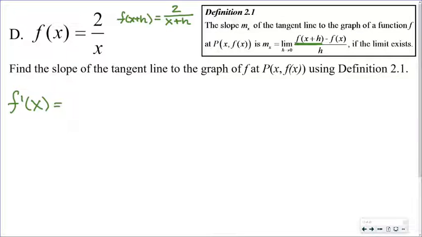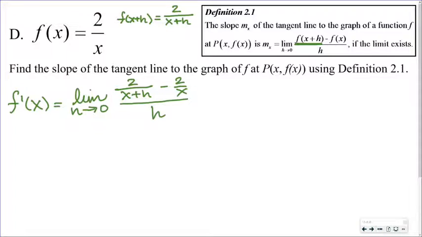Okay, f prime of x, or the derivative, or the slope of the tangent line, equals the limit as h approaches 0 of 2 over x plus h, that's f of x plus h, minus 2 over x, which is f of x, divided by h. And you can see if I plug 0 in for h, I'm going to get a 0 in the denominator. So I'm going to do something algebraic here.